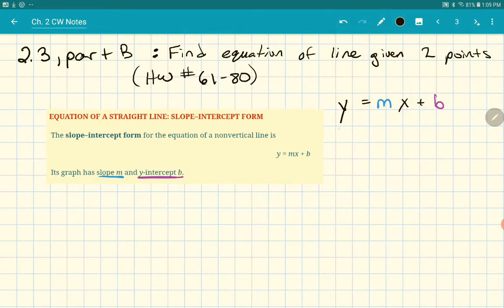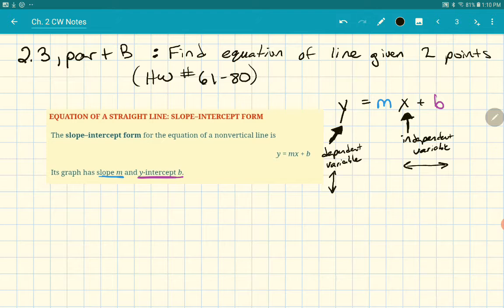So the y is a variable, so it just stays as the letter y in my final equation of a line, and it can represent any y that's paired with this x on a line. So y is the dependent variable. It represents the height of the point or the vertical axis, and the x is the independent variable. It represents the run, the x value.